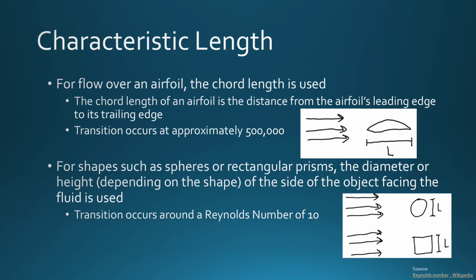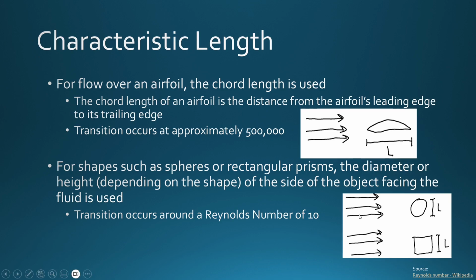For those of you who are aerospace engineering students like myself, this is probably going to be the most interesting to us. For the flow over an airfoil or a flat plate, the chord length will be used, which is the distance from the airfoil's leading edge to its trailing edge. And the transition in this case is going to occur around 500,000.